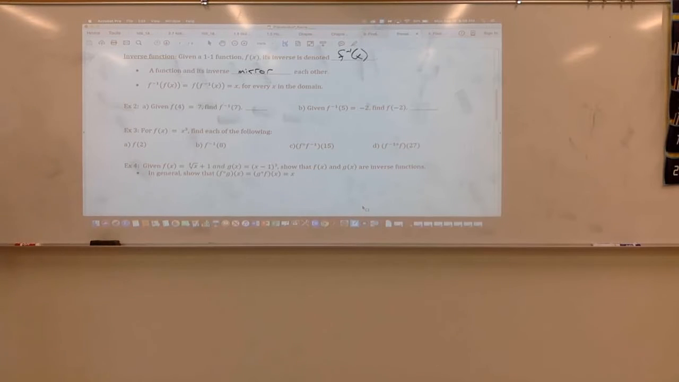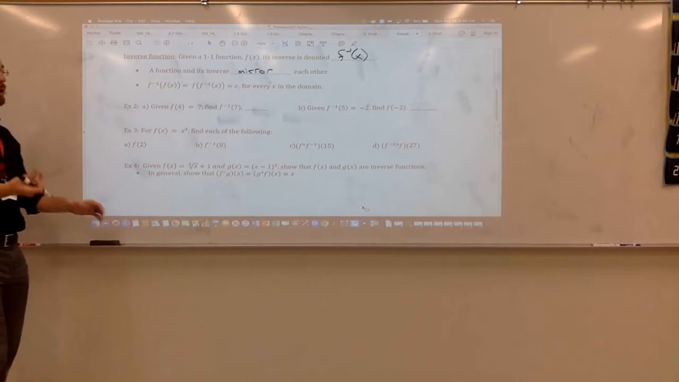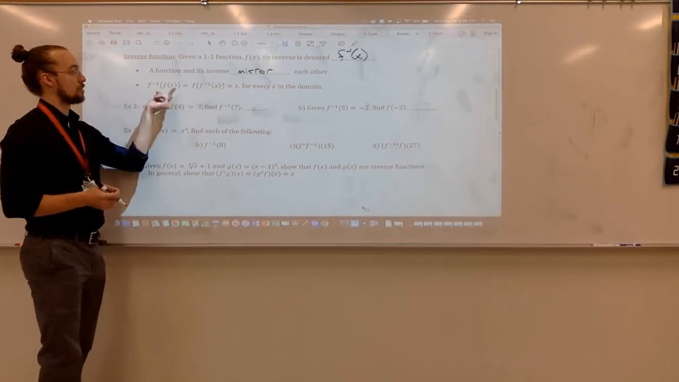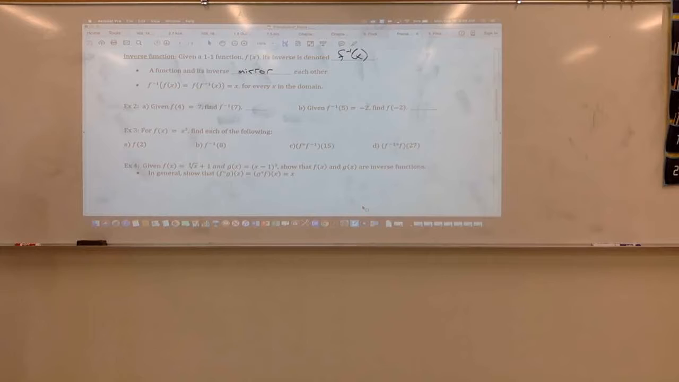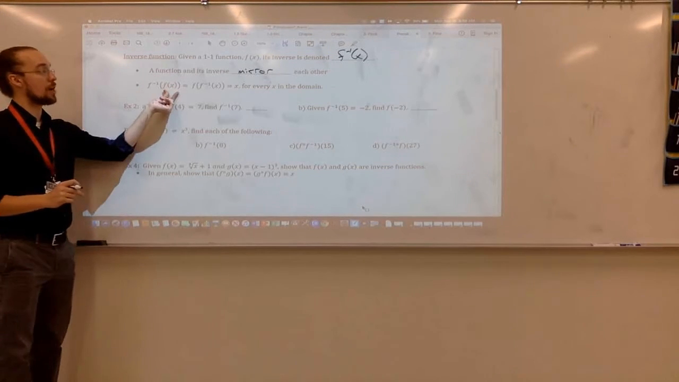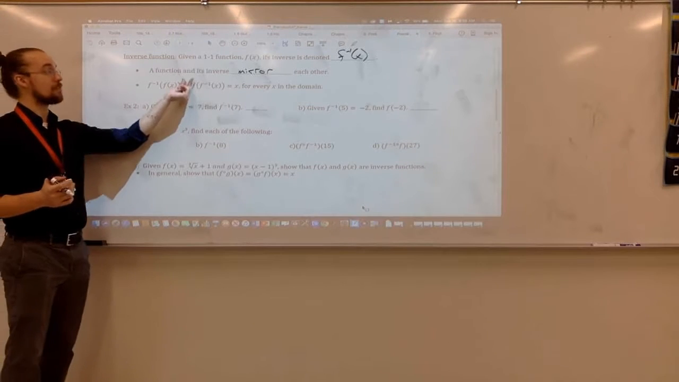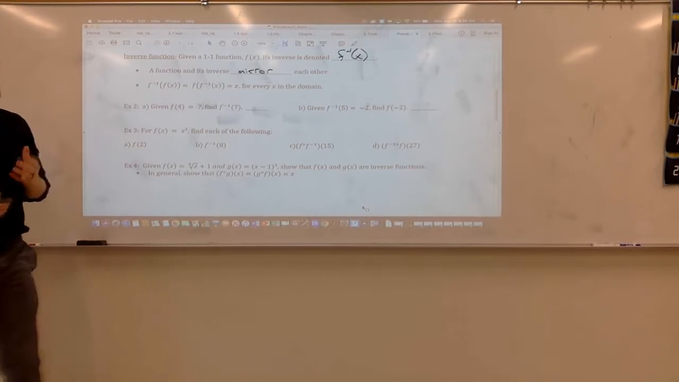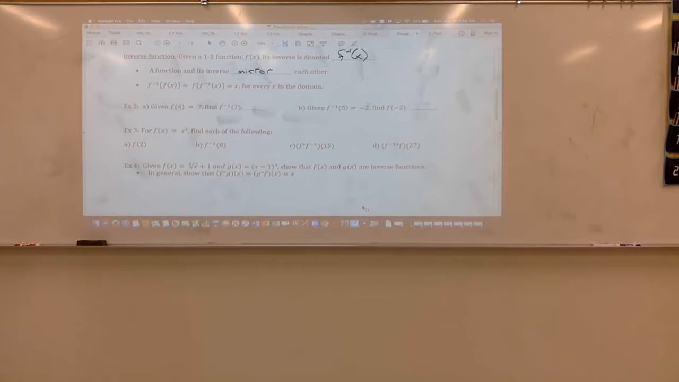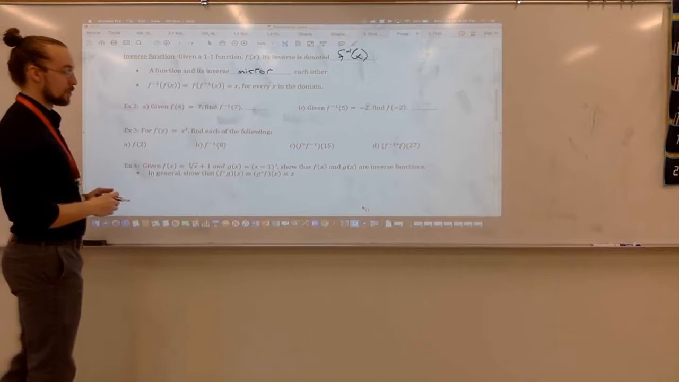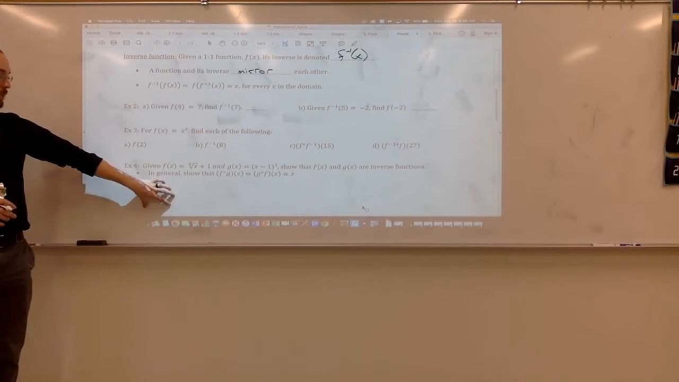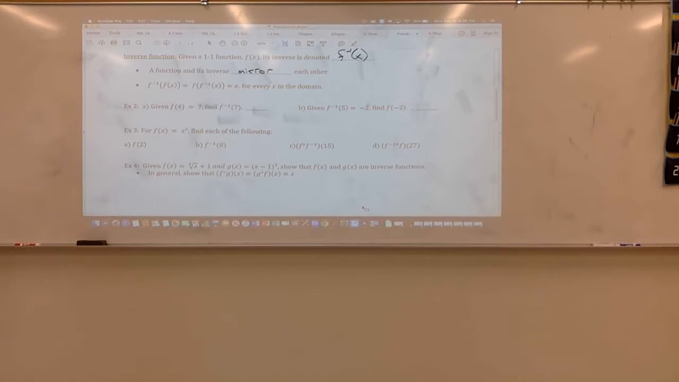Okay, so what does that mean? Well, first of all, if we compose these functions, if I take a function and its inverse and compose both ways, take f inverse of f of x, or f of f inverse of x, I should get x. When I compose and simplify, I should get x every single time. We'll take a look at that down here in this example.